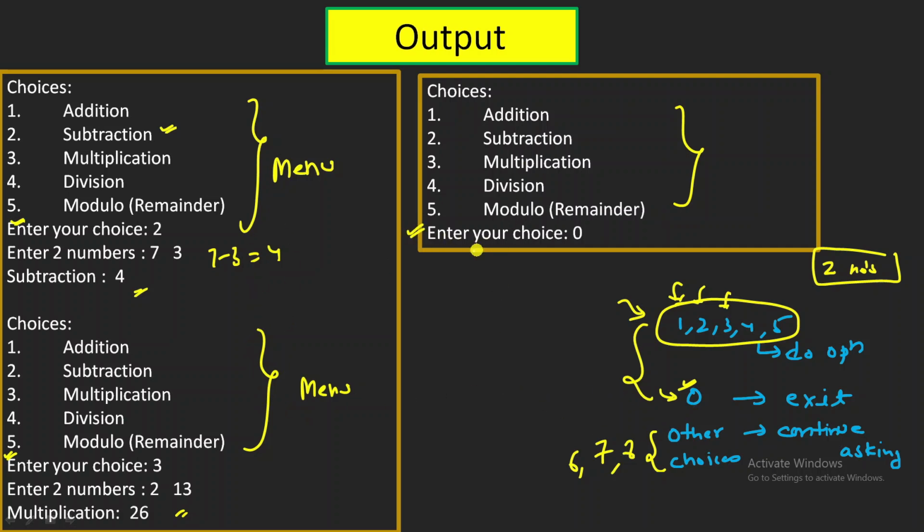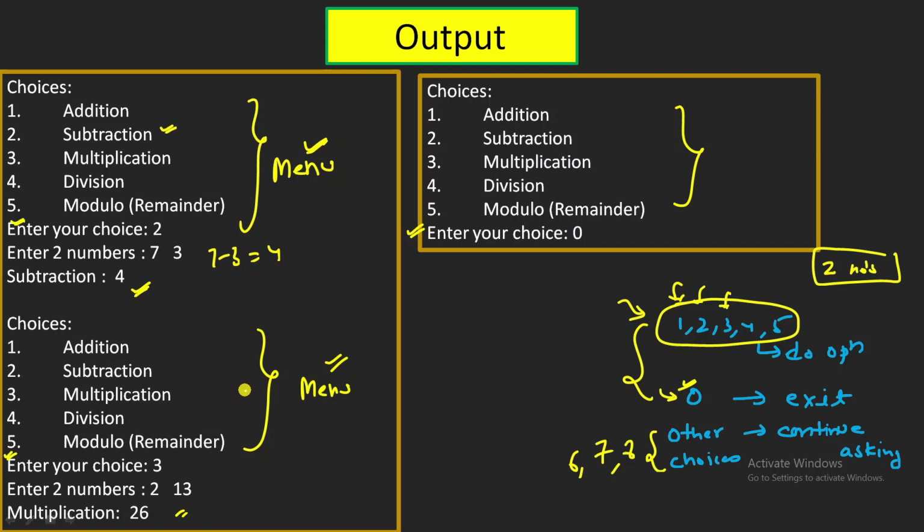Now on asking the choice you enter 0. So 0 means you do not want to perform any operation and you want to exit the calculator program. So 0, and then nothing should come and your program should exit. This way your program should again and again present you this menu, or you can say these choices. Based on the choice you should perform that operation, and before the operation you need two numbers, so you should be asked two numbers, then the output should come, and then again the program should continue and continue.